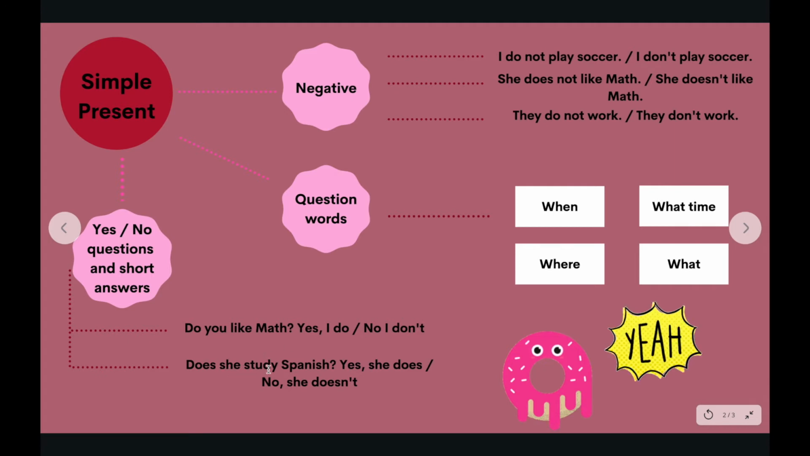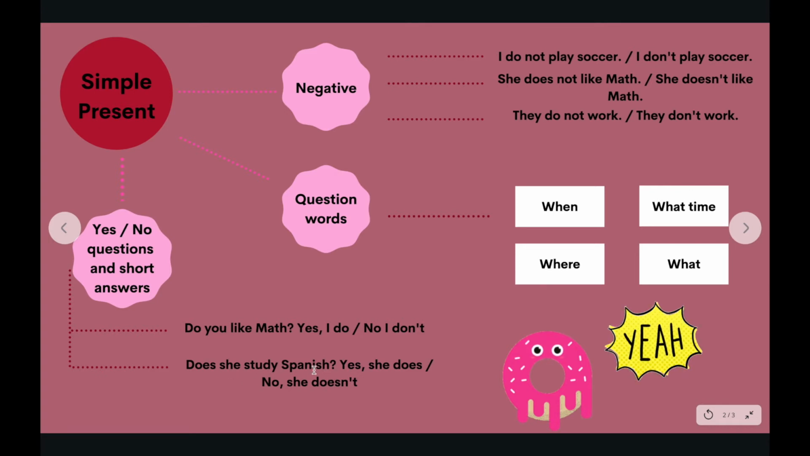And does she study Spanish? Yes, she does. No, she doesn't. It is very important to know that you cannot say, for example, do you like music? Yes, I don't. That is totally wrong. You have to put a positive word in a positive answer, and a negative word in a negative answer. Also, I cannot say, no, I do. That is totally wrong.